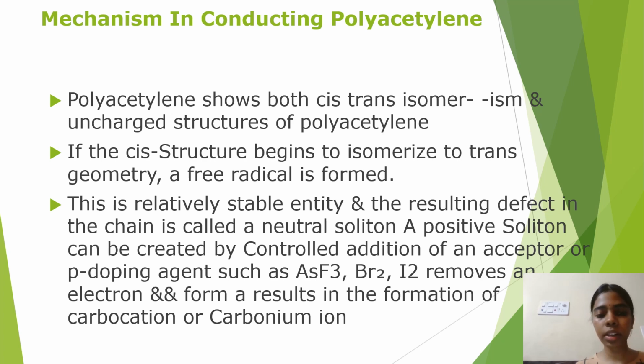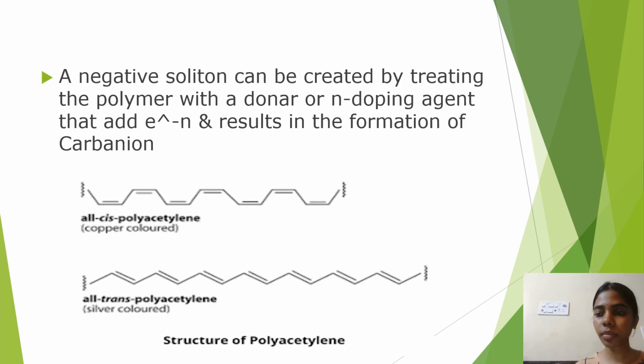A positive soliton can be created by controlled addition of an acceptor or p-doping agent such as AsF5, Br2, I2, which removes an electron and results in the formation of a carbocation or carbonium ion. A negative soliton can be created by treating the polymer with a donor or n-doping agent that adds an electron and results in the formation of a carbanion.